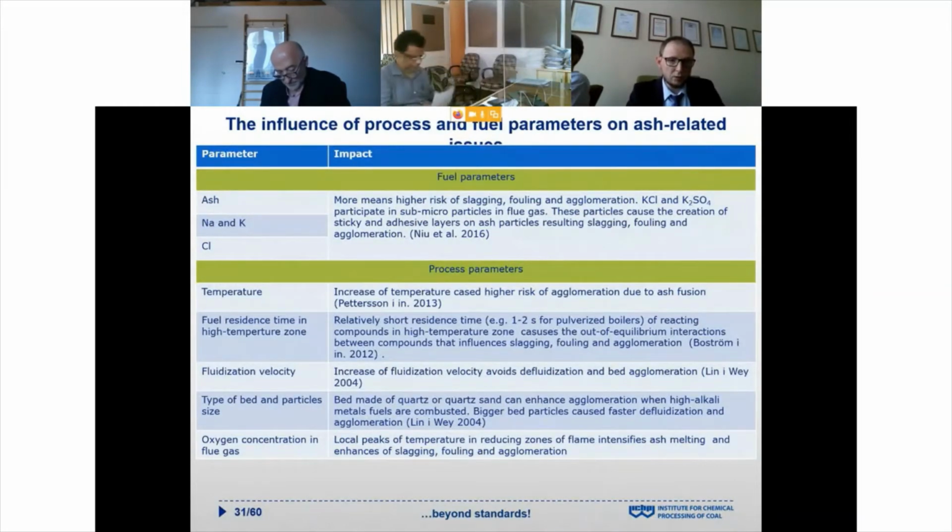And also the last process parameter is, let's say, the oxygen concentration in flue gas. What does it mean? If we have more reducing zones in the boiler, reducing means that there is less oxygen. So these zones, let's say, create more serious problems of agglomeration.